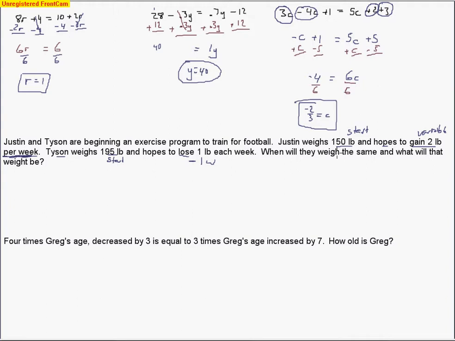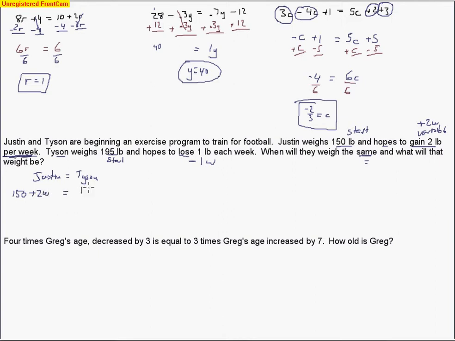Here, Justin is gaining 2 pounds per week, so that's going to be positive 2 pounds per week. When will they weigh the same? Same means equals. So here's how we can do it. We've got Justin, and we're going to set that equal to Tyson. Let's set up our equation for Justin. Justin started at 150 pounds. That's his starting point. And he hopes to gain positive 2 pounds per week.